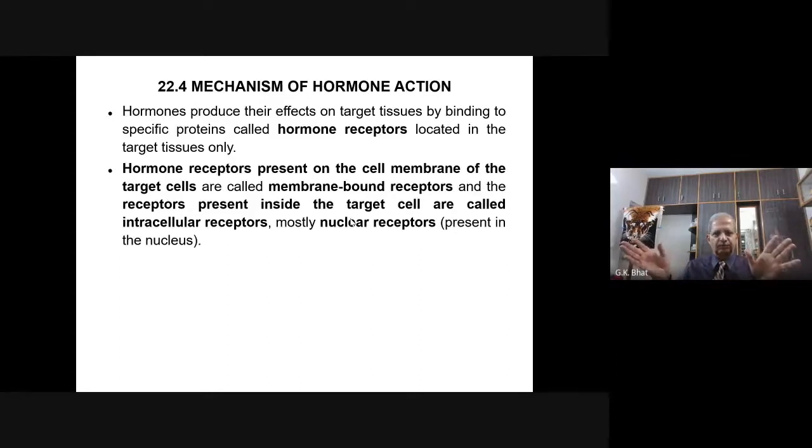Okay. So hormones produce their effects on target tissues by binding to a specific protein called a hormone receptor, located in the target tissues only. So there are specific hormone receptors, and those receptors only can receive that hormone and nothing else. Now let us see that.